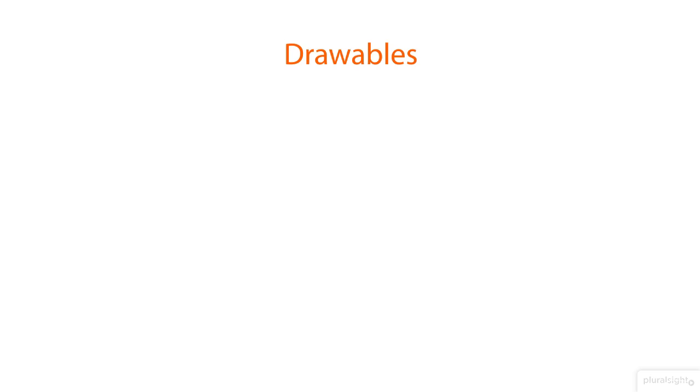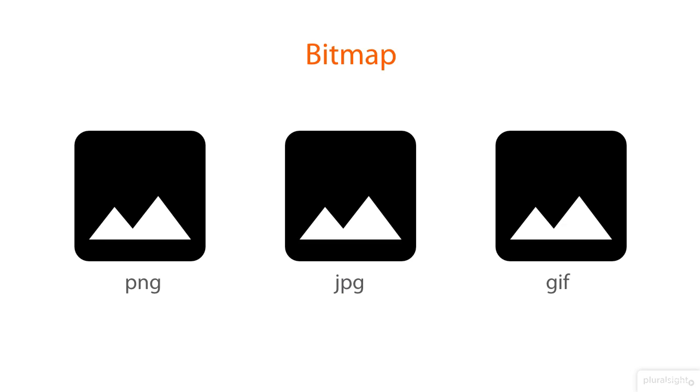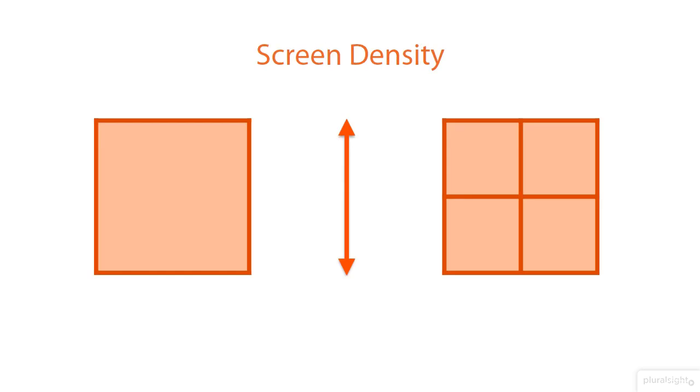Drawable is a general concept for a graphic that Android draws. Bitmap is a type of drawable. We provide that as a PNG, JPG, or GIF file. When we do that, we need to pay attention to screen densities. The same physical area may be displayed by a different number of pixels.